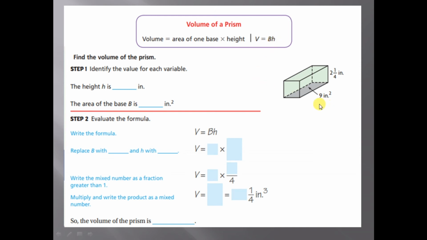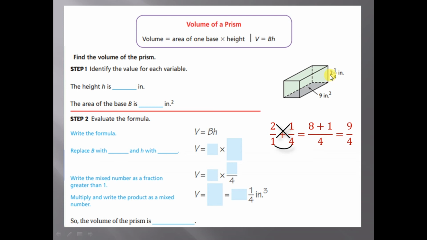So if he gives me, for this example, the area of the base, which is 9 square inches. Okay, of course, the area's unit is a square unit, right? So this is the area. The area here is 9 square inches. And the height is 2 and 1/4, right? So again, 2 and 1/4 is a mixed number. We have to convert it to a fraction, right?